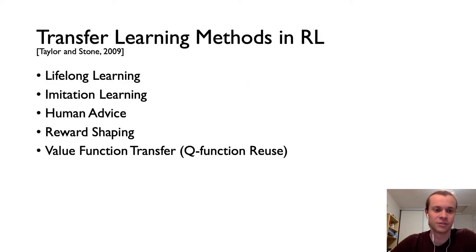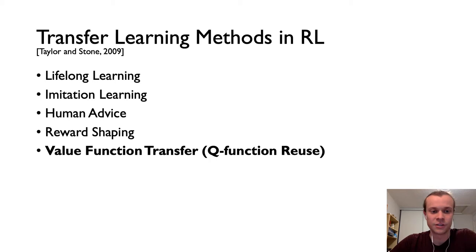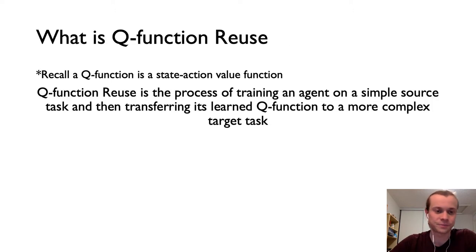There's all sorts of methods to do this. Some that I mention here are lifelong learning, imitation learning, human advice, reward shaping, value function transfer. There's many others that I certainly did not mention here. In this work, we focus on value function transfer, and specifically we call it Q function reuse, since the Q function is a value function.